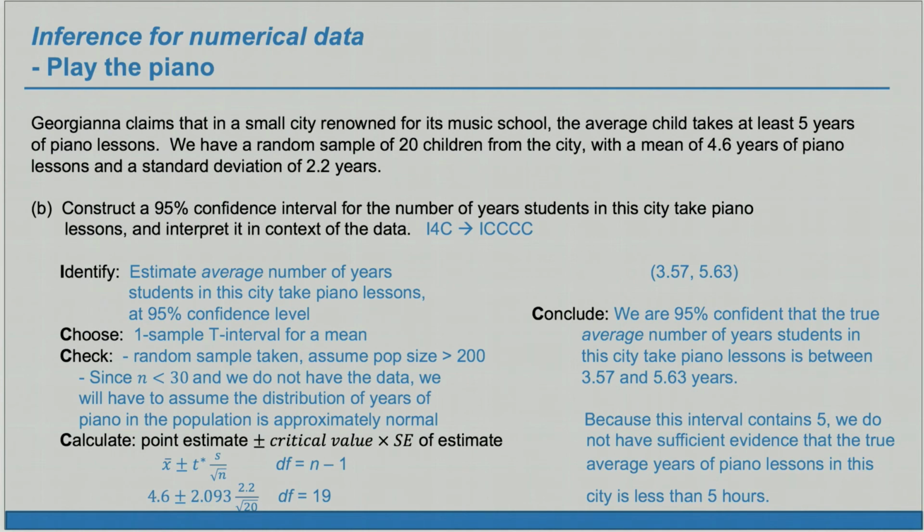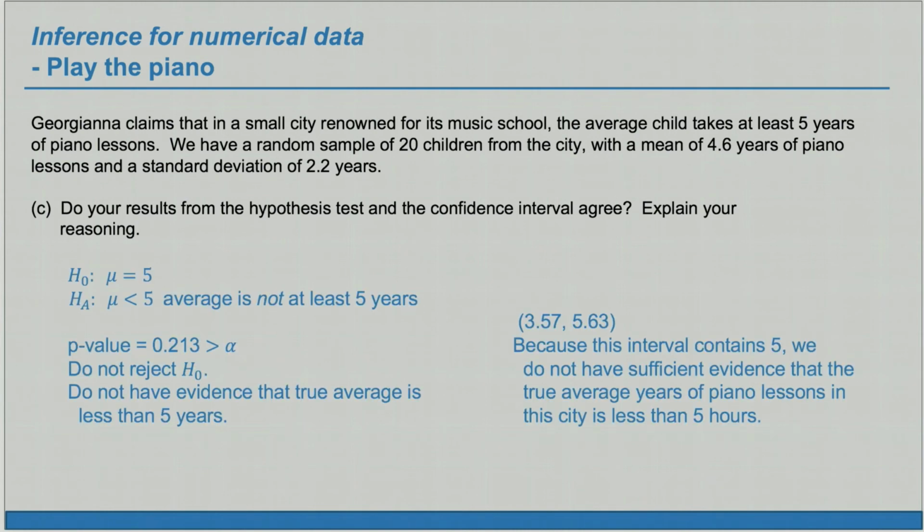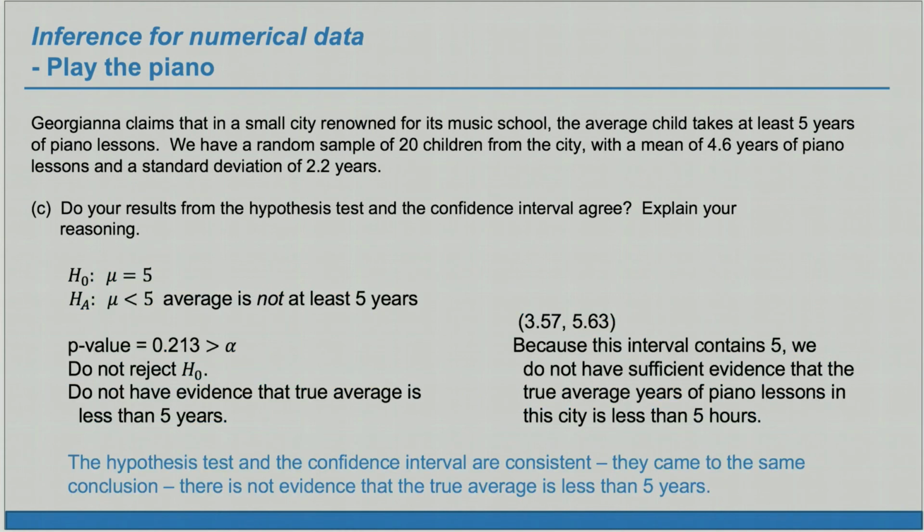And so now it's helpful to compare the results of the test and the interval. And so what we notice is in the test, we got a p-value that was greater than alpha, and we did not reject mu equals 5 as a reasonable value. Similarly, in the confidence interval, 5 is inside the interval, so it's a reasonable value. And in both cases, we found that we do not have evidence that the true average is less than 5 years. So the test and the confidence interval are consistent.